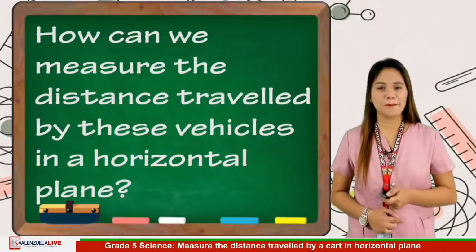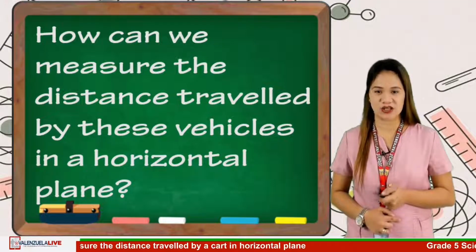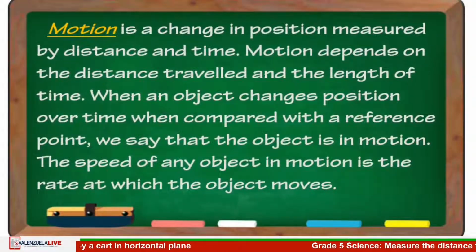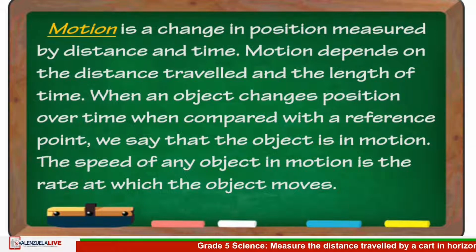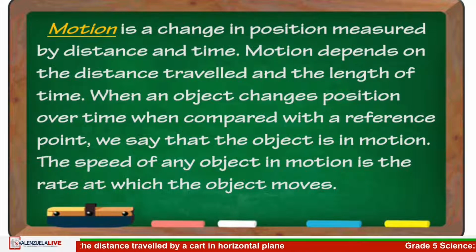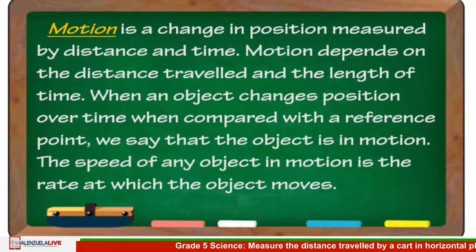Now, how can we measure the distance traveled by these vehicles in a horizontal plane? Motion is a change in position measured by distance in time. Motion depends on the distance traveled and the length of time. When an object changes position over time, when compared with a reference point, we say that the object is in motion. The speed of any object in motion is the rate at which the object moves.